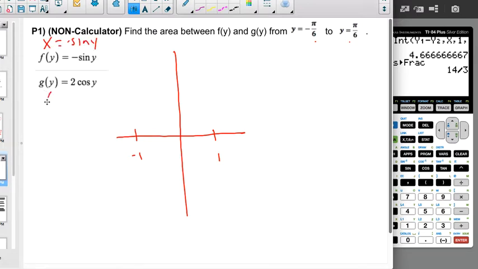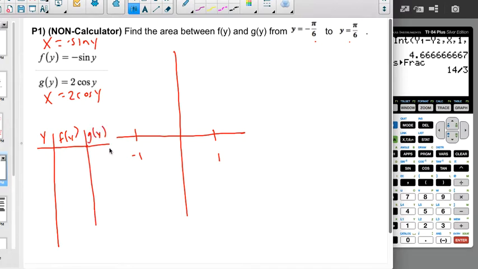So the x is the output, the y is the input. So basically, if I were you, I would just pick a couple easy y values that fall in between these things. And you could literally just make a table that finds g and f to find easy values.